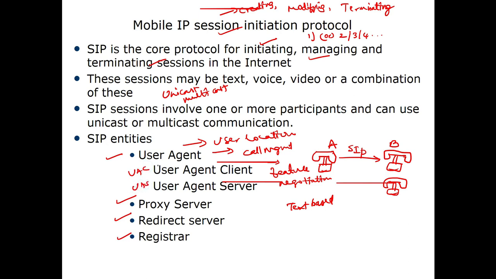So what is the purpose of using UAC and UAS? UAC is an application that initiates a session request. UAS is an application that contacts a user when a SIP request is received, and returns a response on behalf of the user. It will accept, reject or redirect.